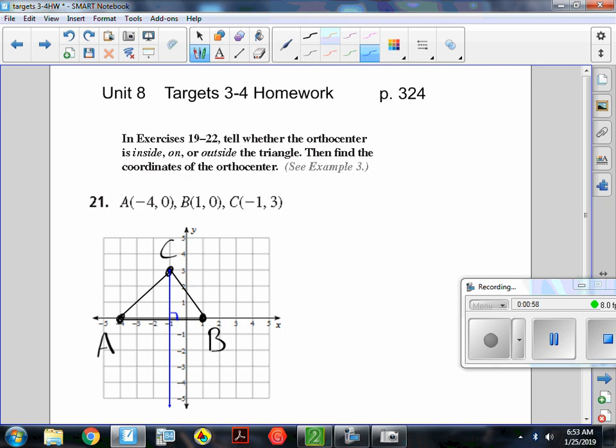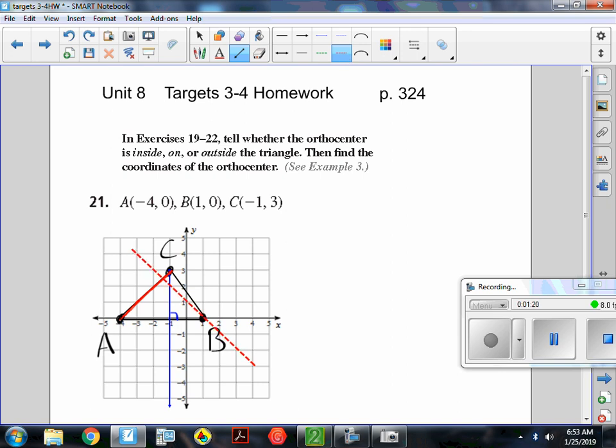Then I'm going to look at segment AC. Segment AC has a slope of 1. We can see that on the graph. It's going up 3 over 3, which means that when I draw my altitude from the point across from that segment, B, I'm going to use a slope of -1.